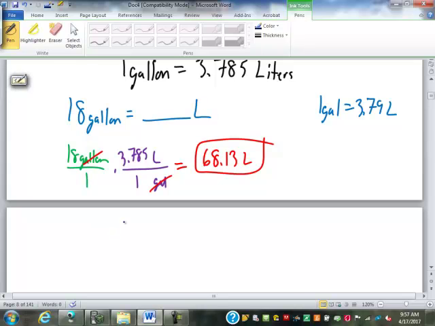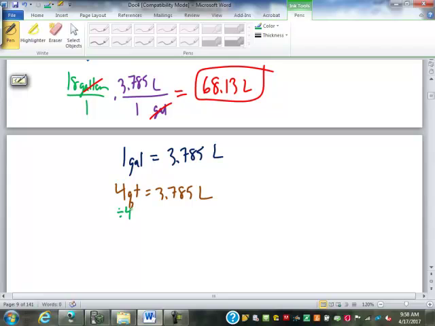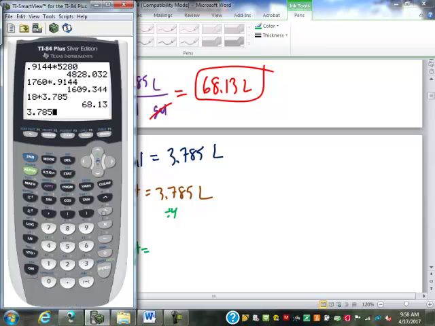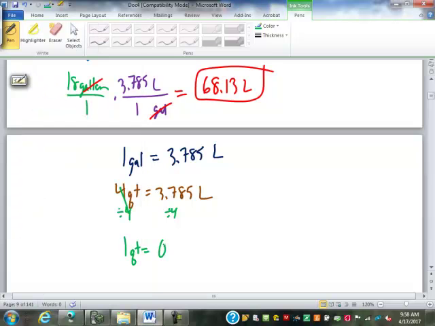If I want to do the quart equivalency here, 1 gallon is 3.785 liters. Well, 1 gallon is 4 quarts. So then to make that equal 1 quart, what do I have to do? Divide by 4. Divide both sides by 4. 1 quart, 3.785 divided by 4, 0.9463 we'll call it. Liters.